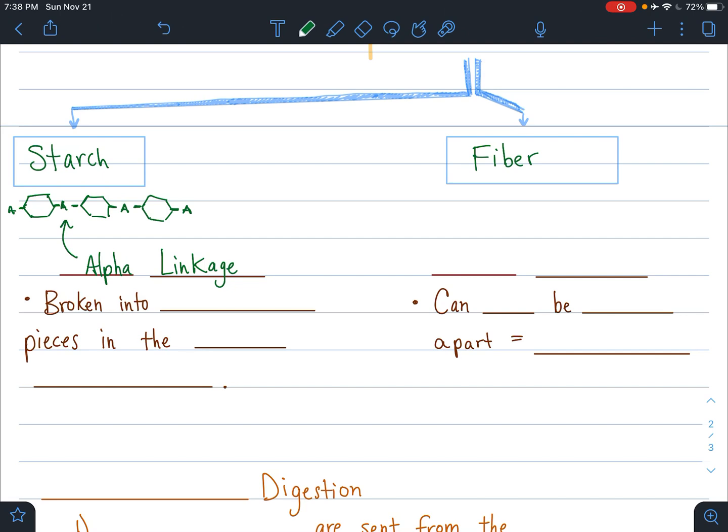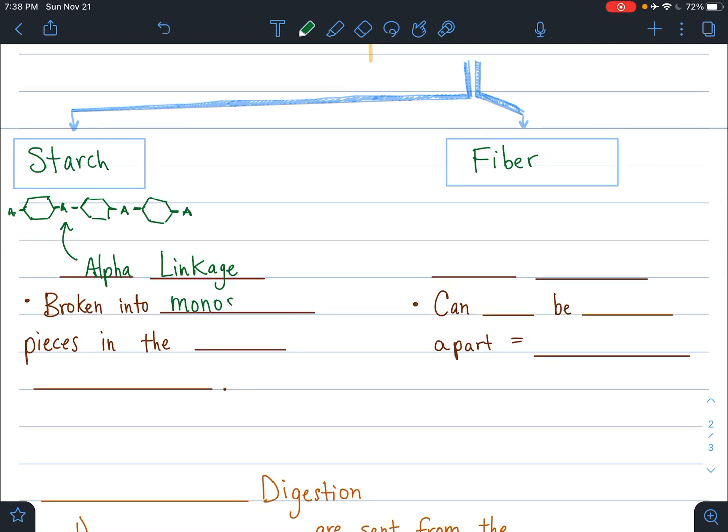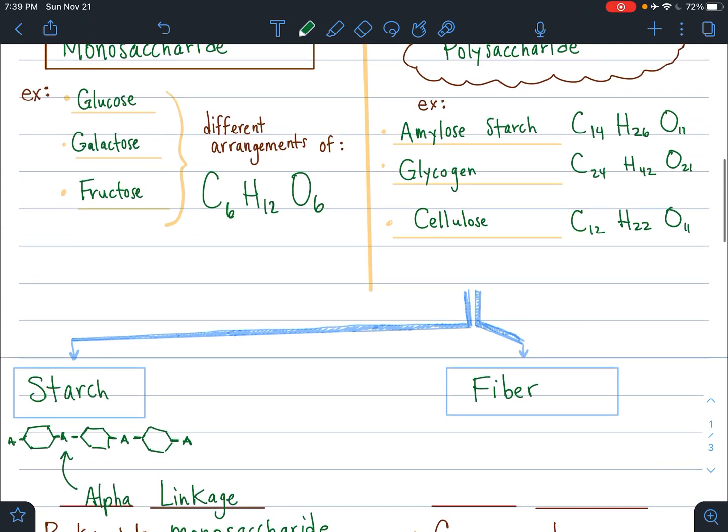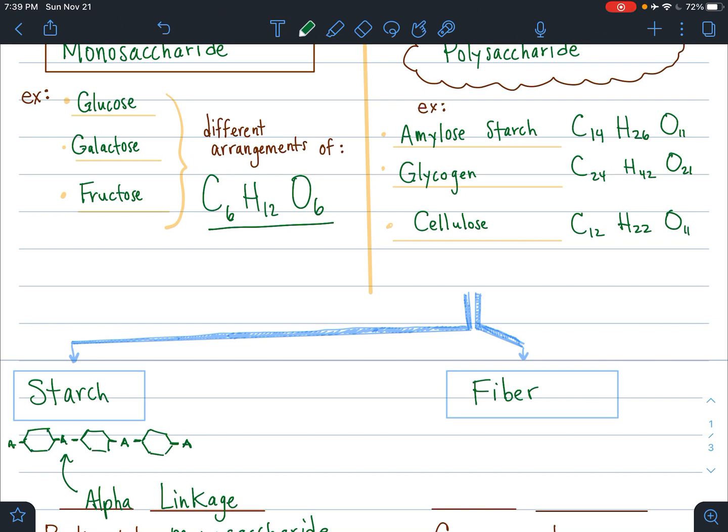And alpha linkages can be broken into monosaccharides. Alpha linkages allow each of those individual hexagons to be broken up. Each hexagon is a monosaccharide. So when we have a starch, starches can be broken into monosaccharide pieces in the small intestine of our bodies. You see, this is important because monosaccharides are the things that need to be able to get into our cells to give our cells the energy they need. It's that C6H12O6. And each of these monosaccharides has this type of hexagonal shape.